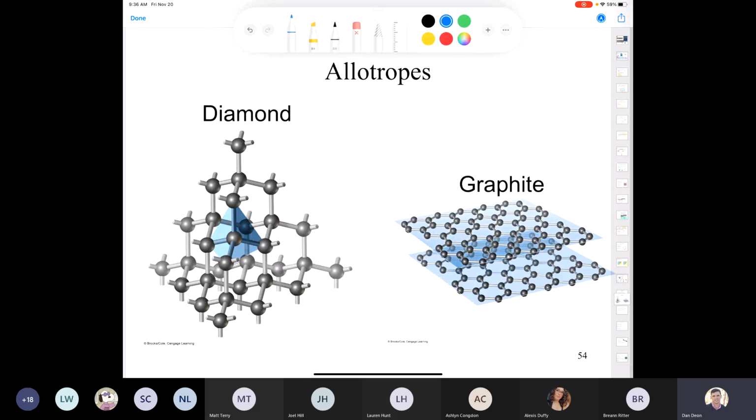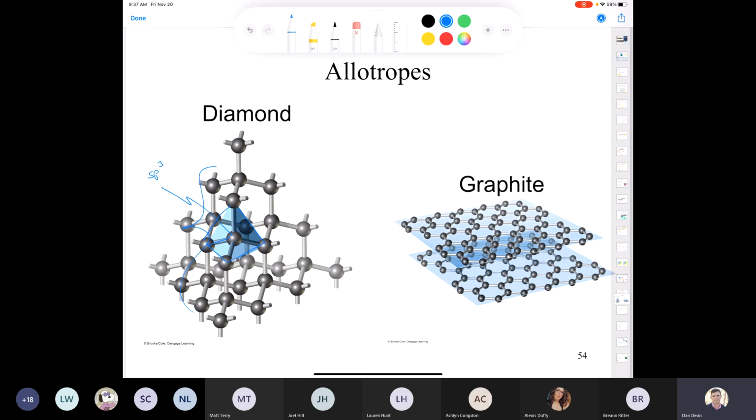Well, a diamond is found in something like a diamond earring, and the hybridization of all the carbons in diamond is sp3. So each carbon is held within a tetrahedron. You can kind of see here that it's a tetrahedron. Anyhow, a diamond, again, is a network covalent solid, all held together by covalent bonds.